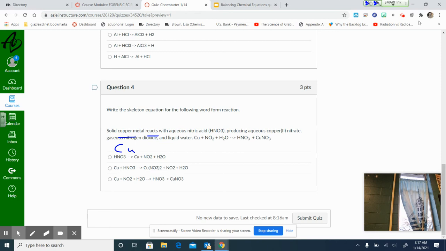It says it reacts. Well, reacts means I'm going to put that plus sign. It's going to be combined with another either compound or element to make a chemical reaction. So it reacts with aqueous, so that just means it's dissolved in water. Nitric acid. Y'all don't know how to name acids, so I went ahead and told you what that acid is, which is HNO3. All right, next it says producing.